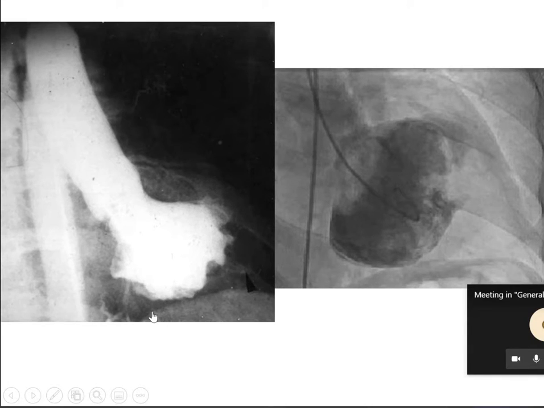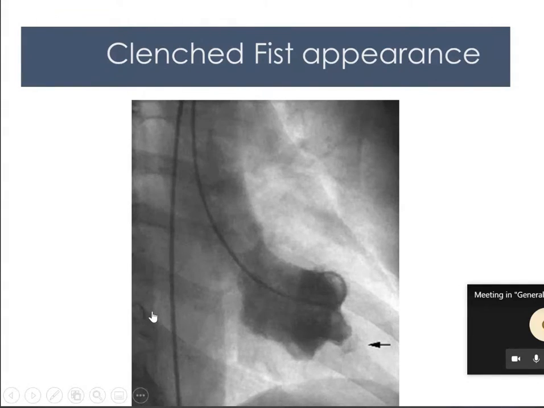What is that appearance called? This is an LV angiogram. That was an RV. Here it is an LV EMF. So, what is this appearance called? What does it look like? Anybody? It's a clenched fist appearance, sir. Okay, clenched fist appearance.